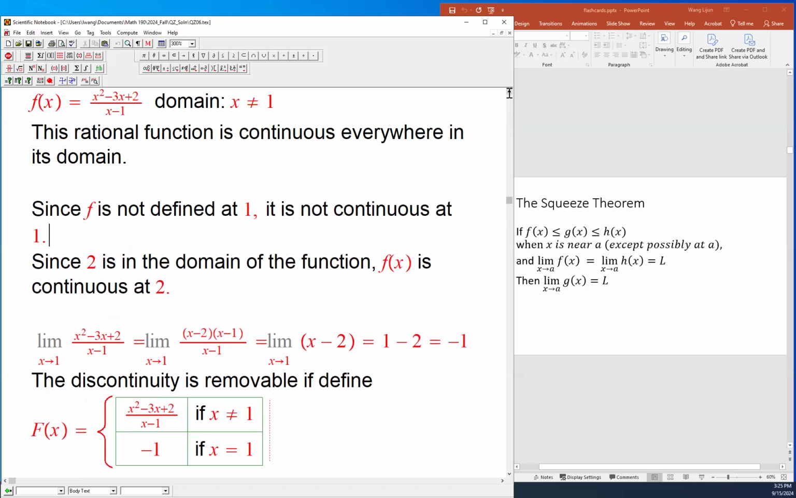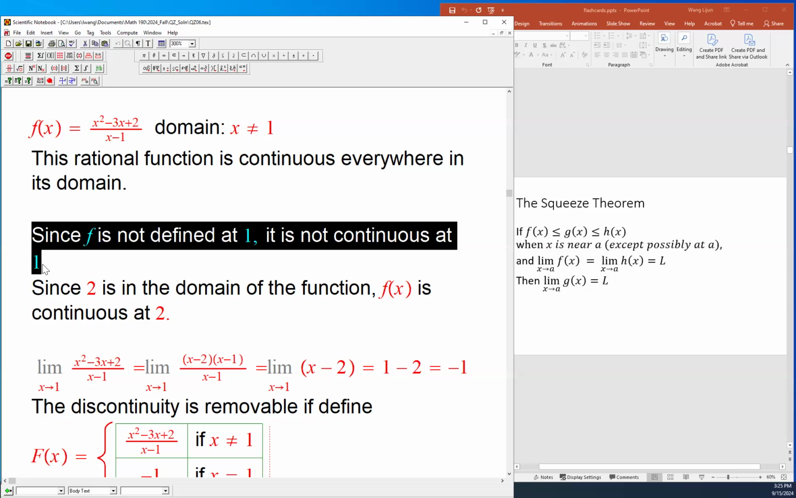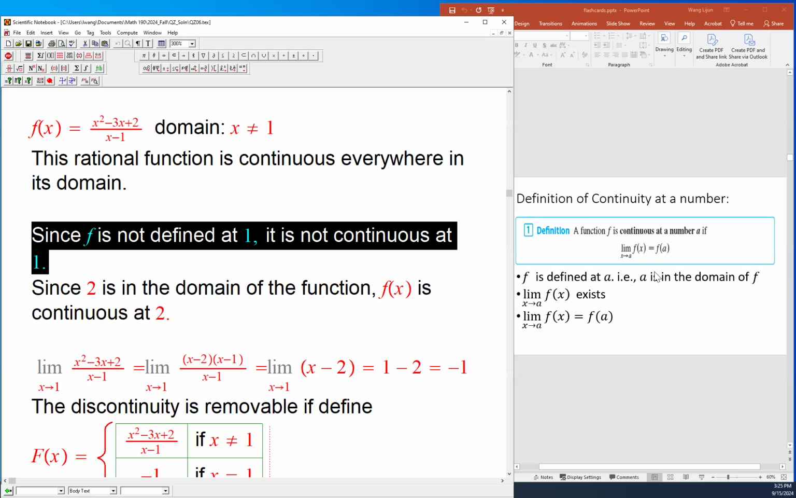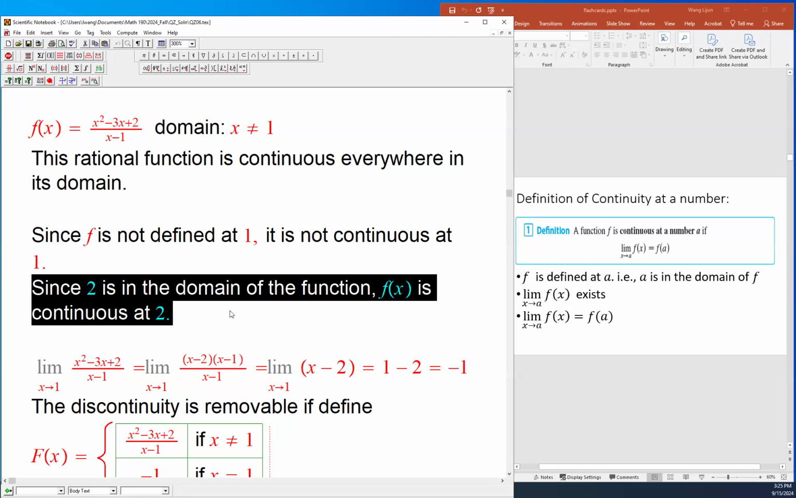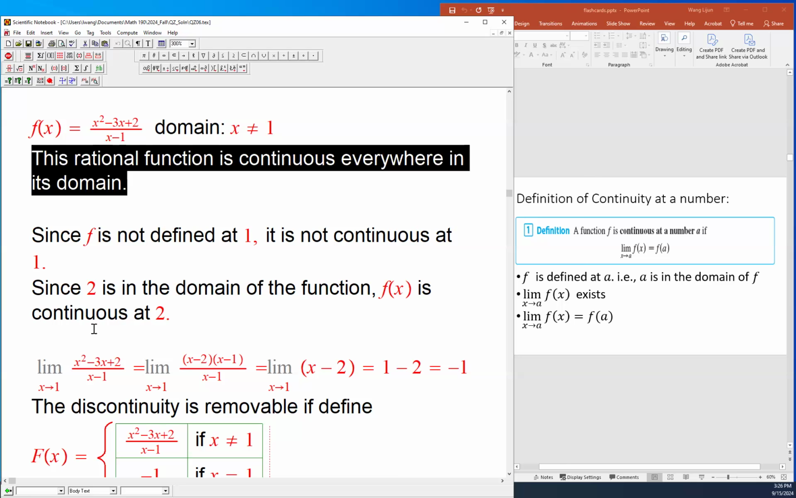So I go ahead to say, f is not defined at 1. Well, 1 is not in the domain, therefore it is not continuous at 1. So here I answer the question whether it's continuous at 1 or not, quoting one of the definitions of continuity, where the function is not defined at the point of consideration. Number 2, is the function continuous at 2? The answer is yes, because 2 is in the domain, because 2 is not 1. The only number that's not in the domain is 1. Now, 2 is in the domain. According to this theorem, f of x is continuous at 2.